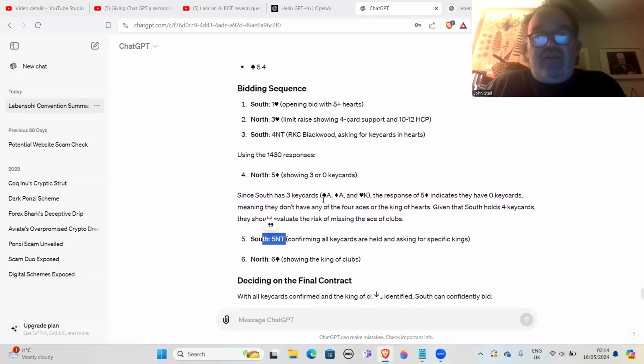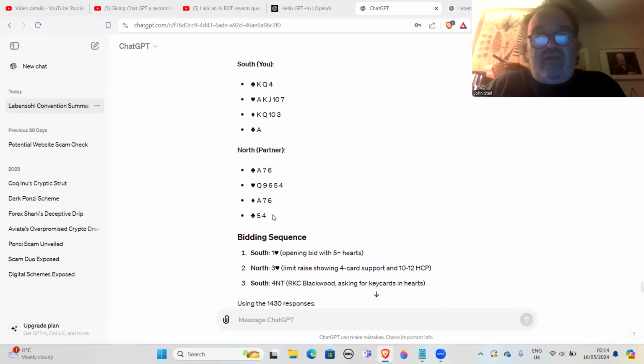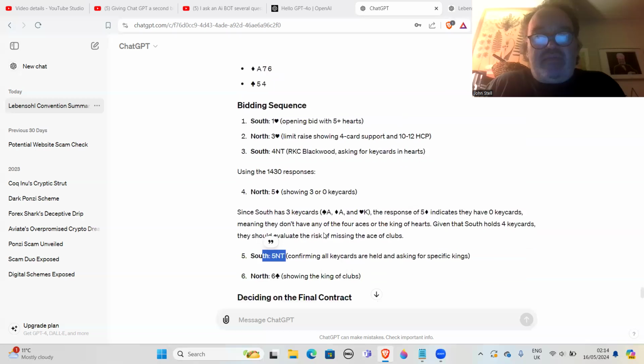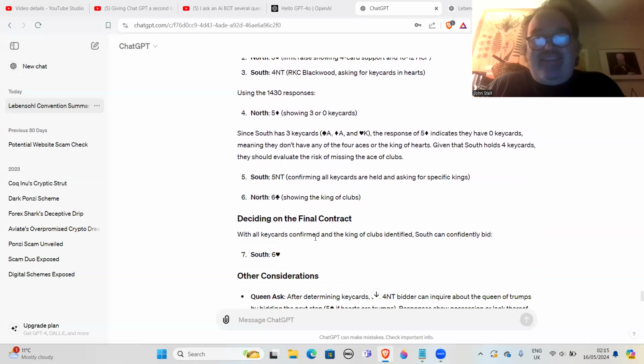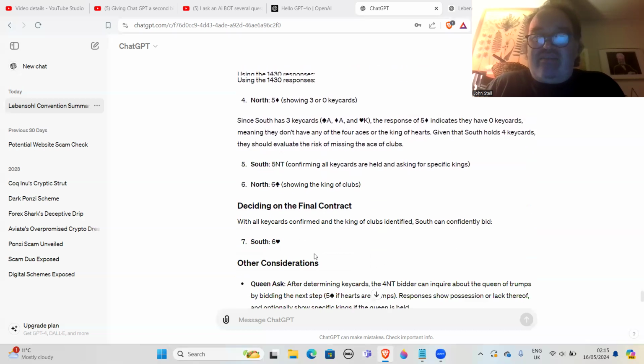North, king of clubs, you don't have the king of clubs. This is weird. They don't have the king of clubs. They wouldn't respond that. They'd just respond 6 hearts because they don't have any kings. With all keycards confirmed and the king of clubs, you don't have the king of clubs. South can confidently bid South 6 hearts. Mental.